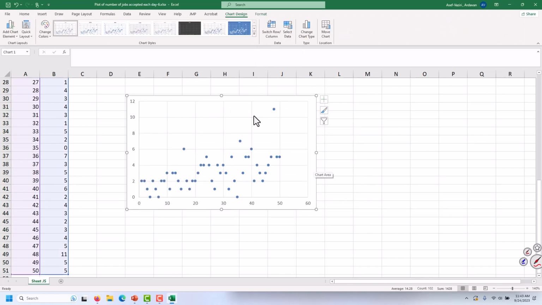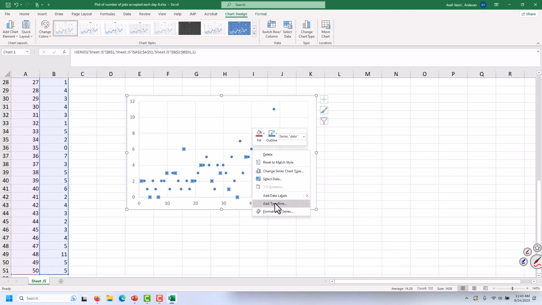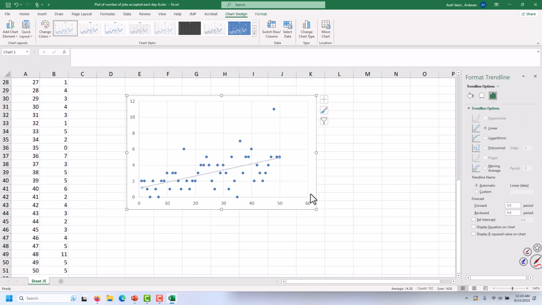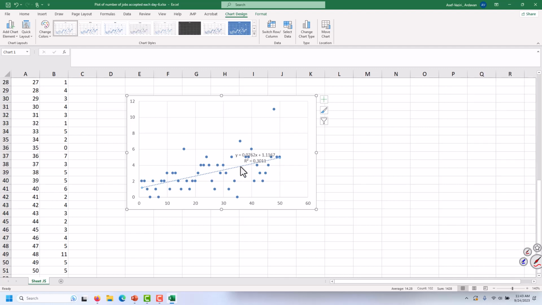I talk about three ways of doing regression: the easiest way, the worst way, and the best way. This is the easiest way. I right click on this, add trend line, linear trend line, display equation on the chart, display R square. So everything is here.